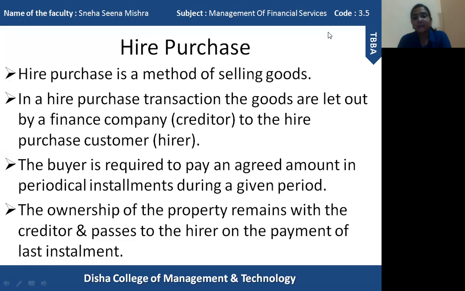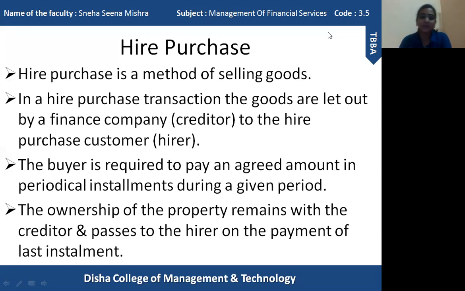First of all, hire purchase is a method of selling goods. Most sellers use this method in order to increase sales, because there are many people who are unable to pay a large sum of money at once, and installment payment is much easier than payment of a large amount at once. So in order to increase the sales of their product, many sellers use this hire purchase method to attract consumers, and they give them different types of offers through which installments can be paid, and they also charge a little bit of interest in this method.